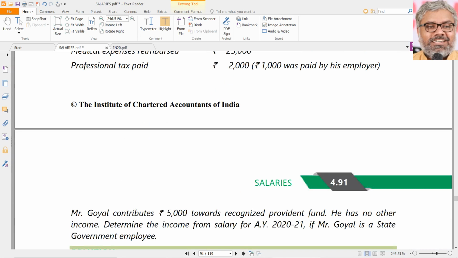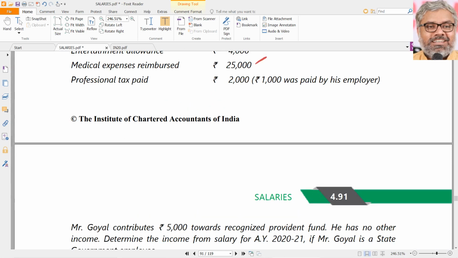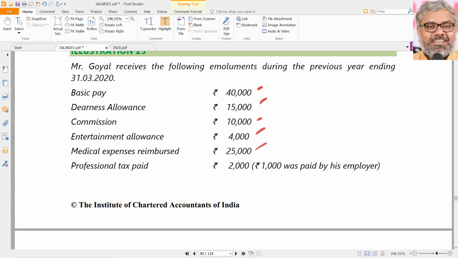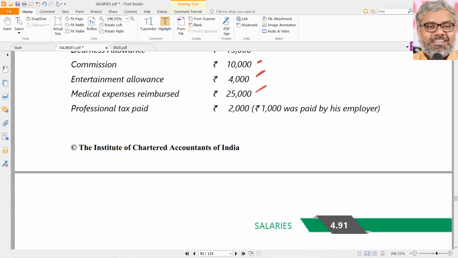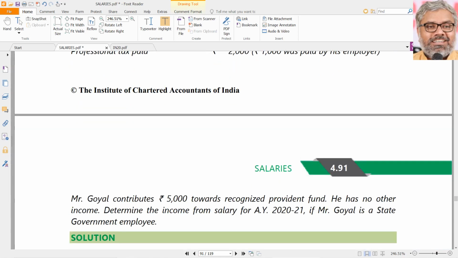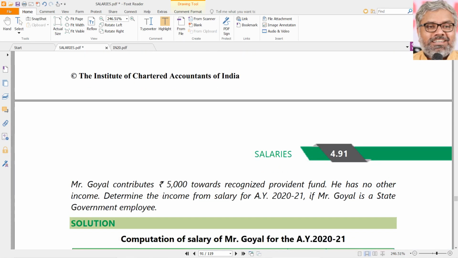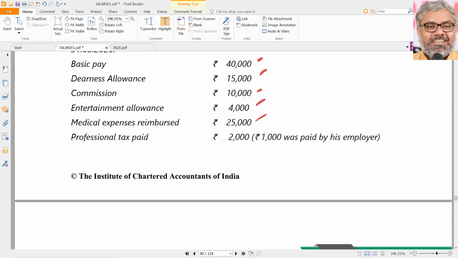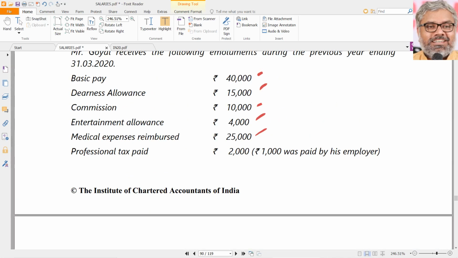But he contributes 5,000 rupees towards the recognized provident fund. He contributes, he said. Nothing was told about employer's contribution. That was not mentioned. So this is not relevant for us. What he is asking is income from salaries. So 95,000 is the total of all of these items.